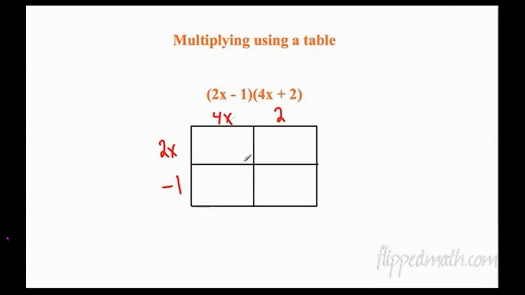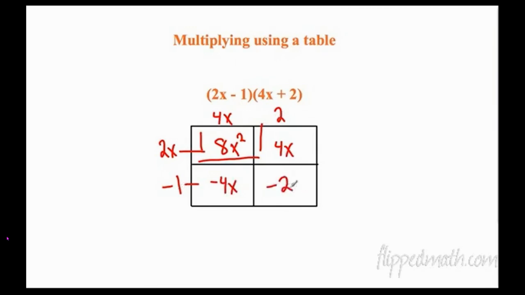Now, I'm going to multiply everything in the relative box. So in this box, it would meet here and here, so 2x times 4x, 2 times 4 is 8, x times x is x squared. This would be 2x times 2. So 2x times 2 is 4x. Over here we have negative 1 times 4x, so that's negative 4x. And then last but not least, negative 1 times 2 is negative 2.